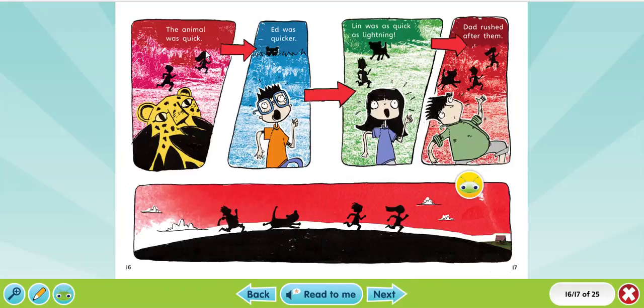The animal was quick. Ed was quicker. Lynn was as quick as lightning. Dad rushed after them.